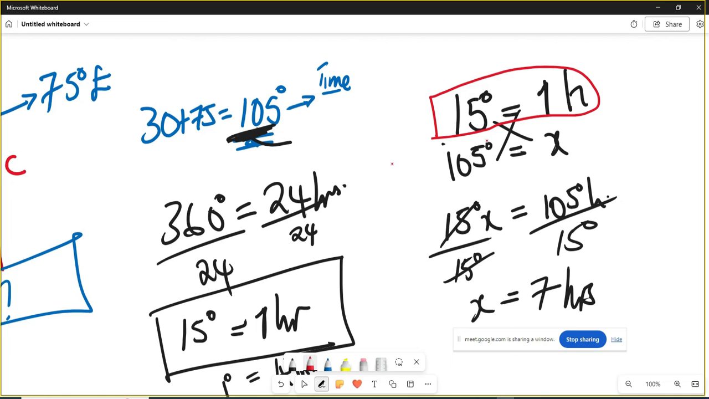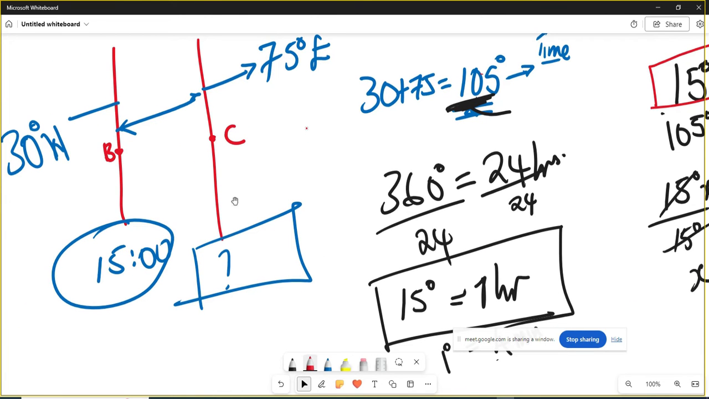How about 105 degrees? How many hours are there? You make it equal to x, then when you cross multiply and find the value of x, you find that our answer is 7 hours. We have converted 105 degrees into time, which is 7 hours, using this relationship. So if we go back to our Venn diagram, it simply means that the difference in time between point B and C is 7 hours.